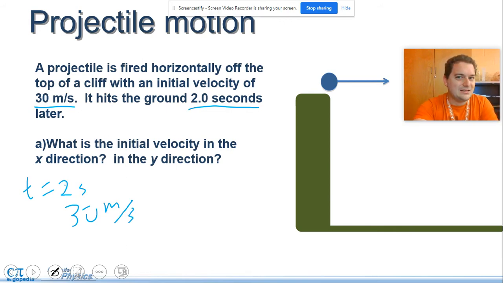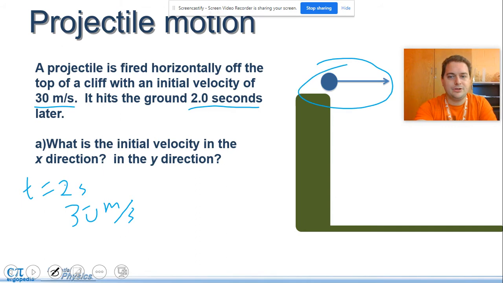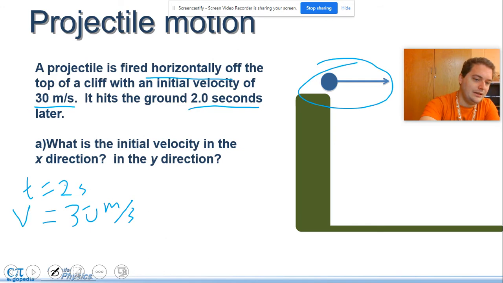But is it x or is it y? It's a key here with these problems. How do we figure that out? First, you could look at the picture. Second, look at the words. Horizontally, this way. Think about it. If you're shooting something this way, is that the x or the y axis? It's the x axis, which means this is our Vx0.